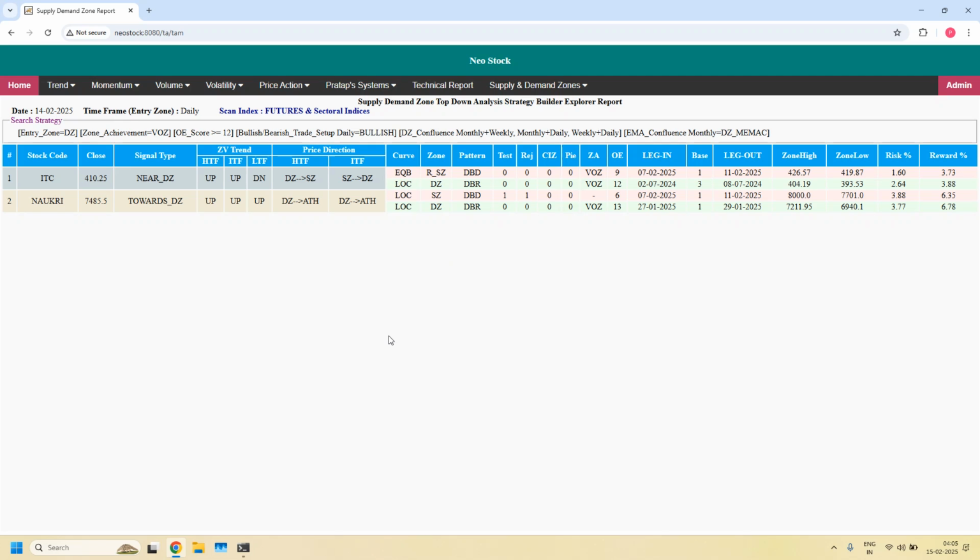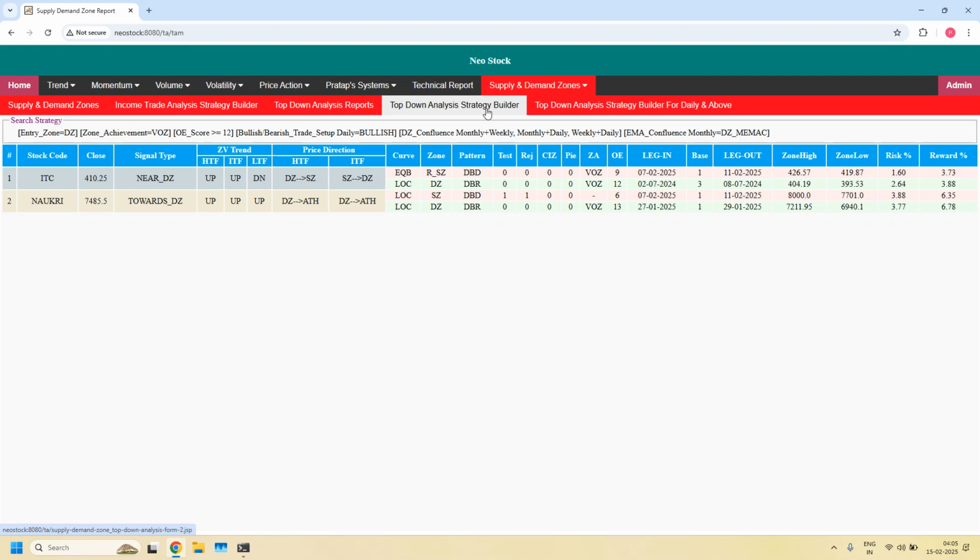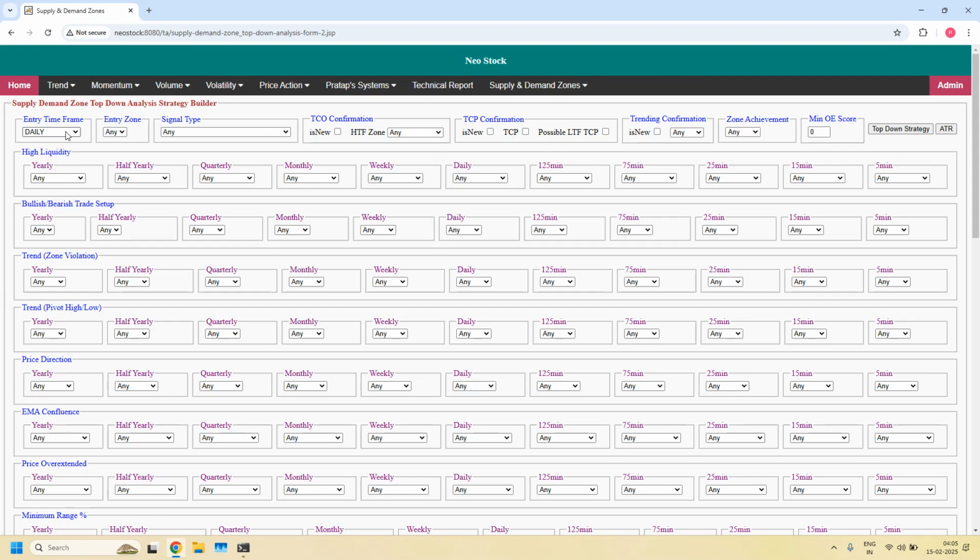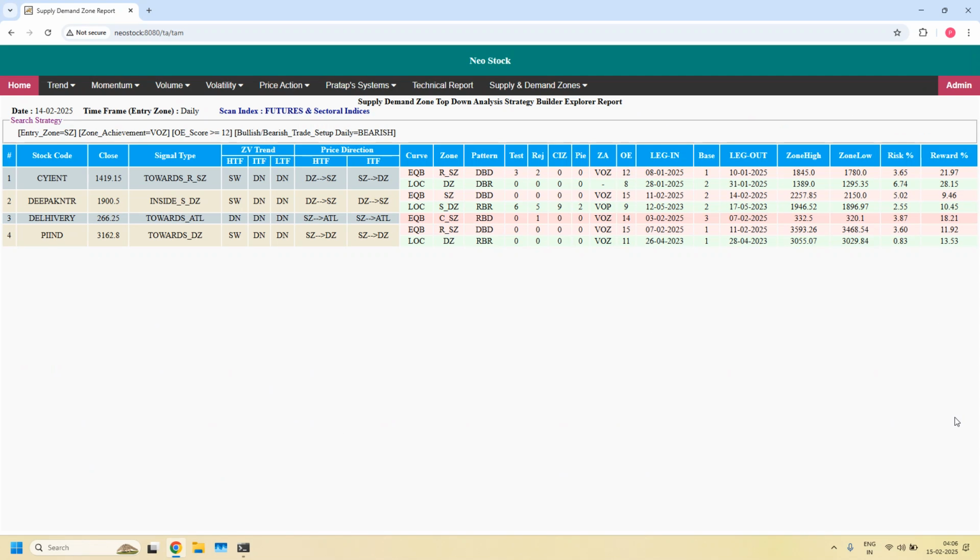Okay, this is about the bullish trade setup, monthly income trade. Next, the bearish trade setup, monthly income trade. Entry time frame daily, entry zone supply zone. In bullish or bearish trade setup, at daily I am selecting bearish. And zone achievement: violated opposing zone, minimum odd enhancer score 12. Both the filters are applied to the daily supply zone. Let's filter. We got 4 stocks.